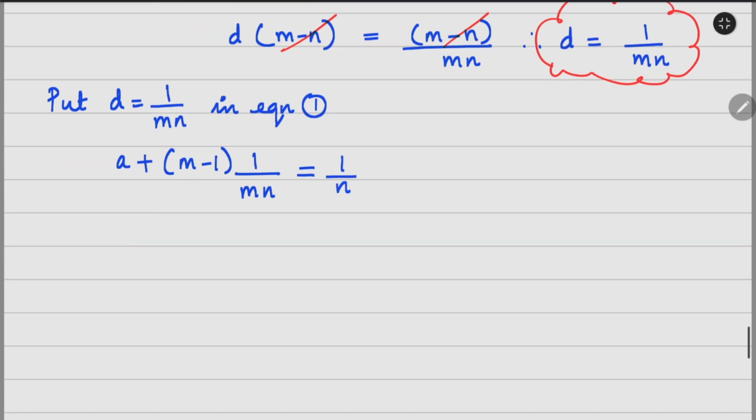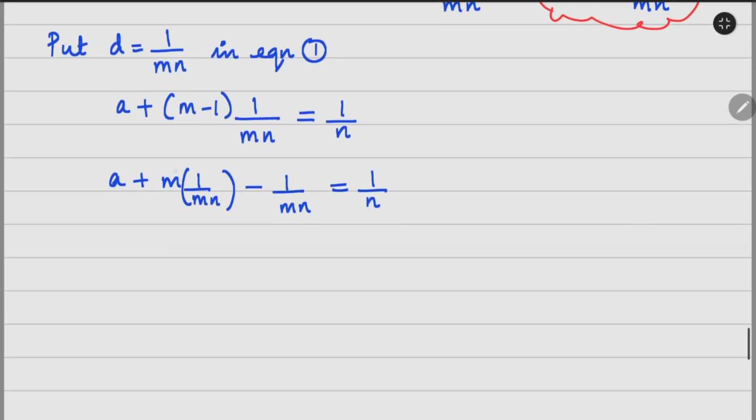Right? Let's open the bracket and solve it. So you have A plus m multiplied by 1 by mn minus 1 by mn is equal to 1 by n. This is what you have. So this m and m would get cancelled.